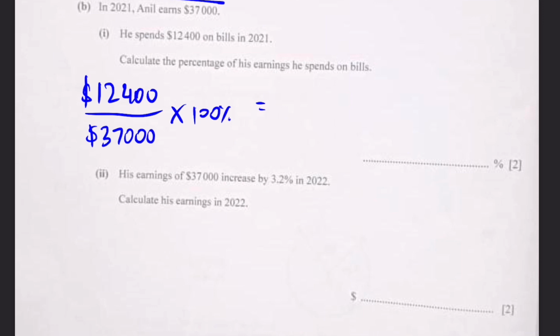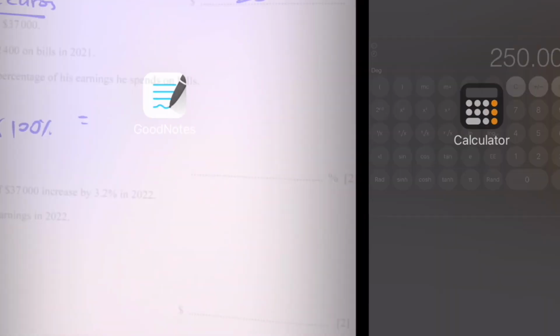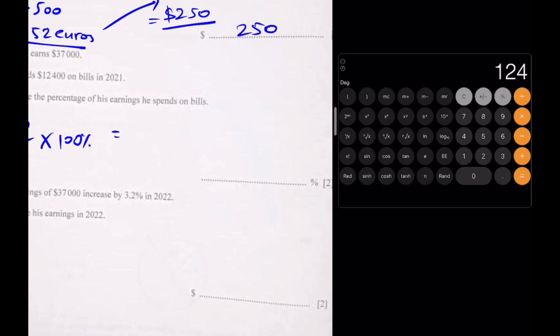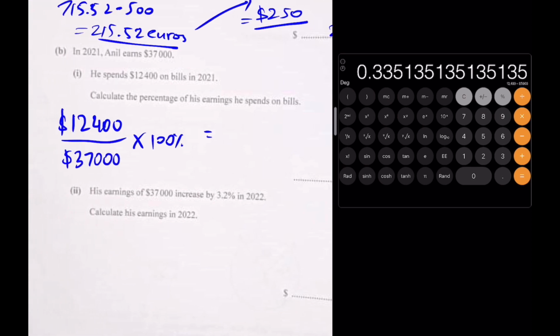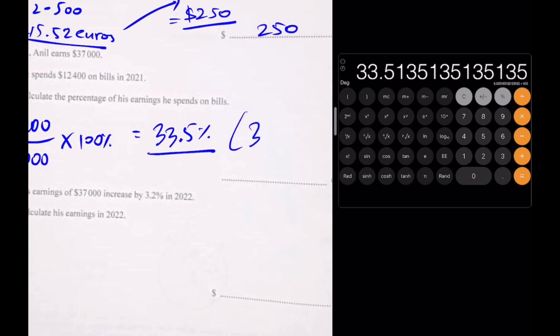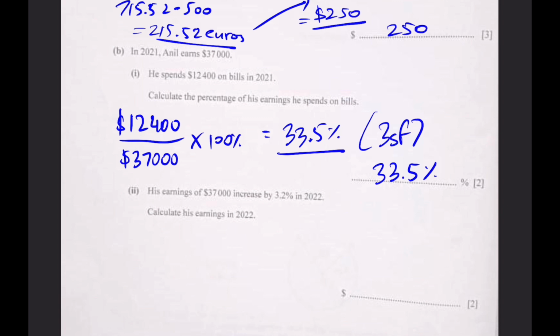That will be equal to, getting our calculator out for this, 12,400 divided by 37,000. That will be equal to 0.335135 goes on, multiplied by 100% to get 33.5% to 3 significant figures. Because we always need to give it to 3 significant figures if it is a non-exact value. That's the answer. Let's go to part 2.